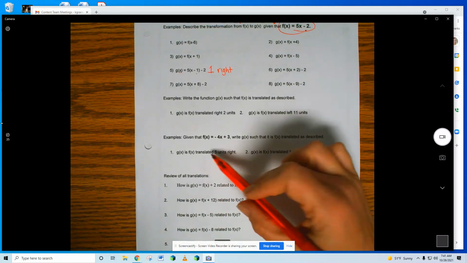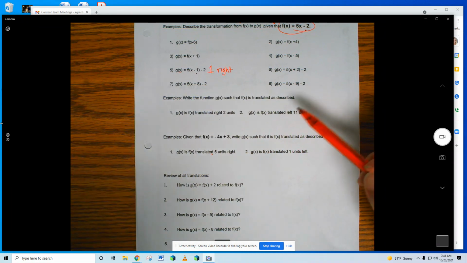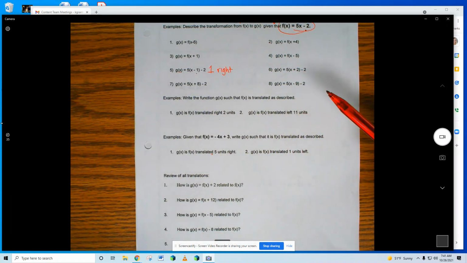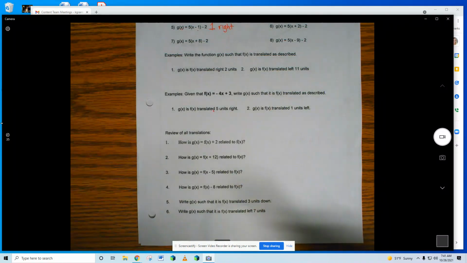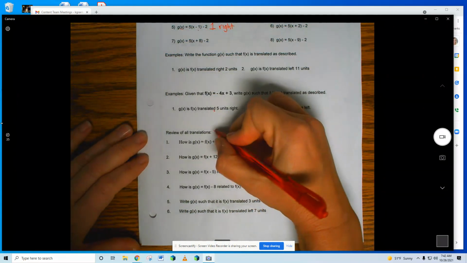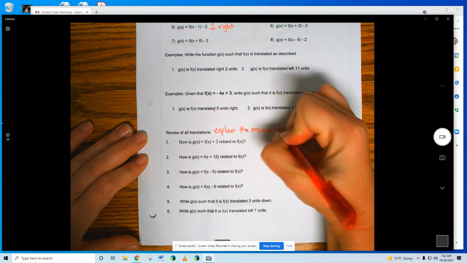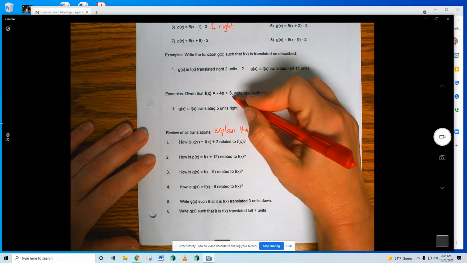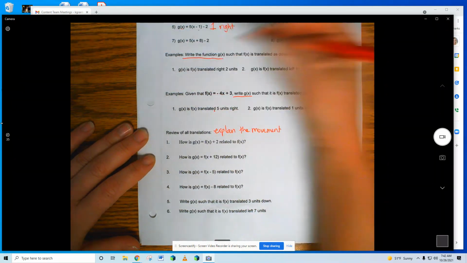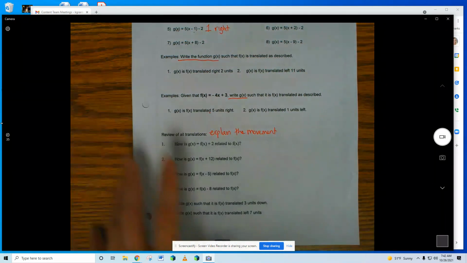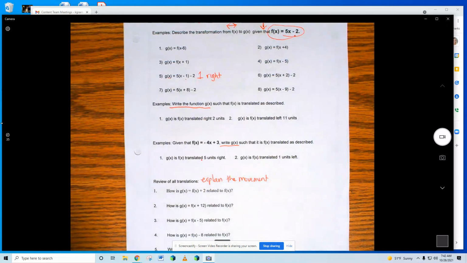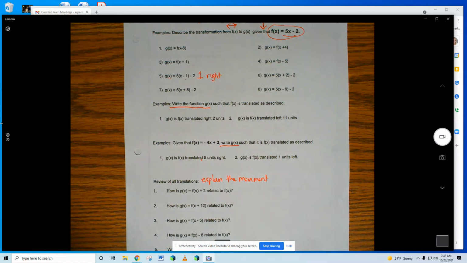On number 1 and 2 right here, I actually write an equation myself. And then down here on 1 through 6, I just say what's happening. Explain what's happening. Explain the movement. So these are, I'm writing an equation. So go ahead and start on this page. I'm going to wander around and I will stop the video.